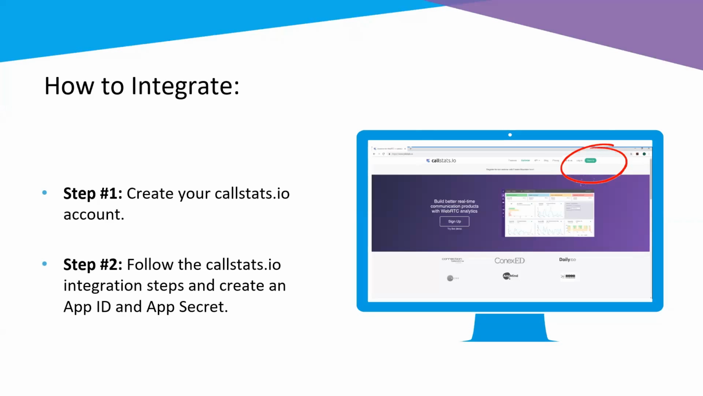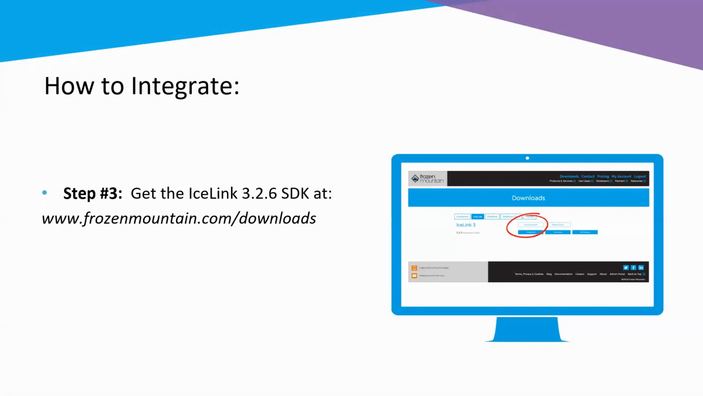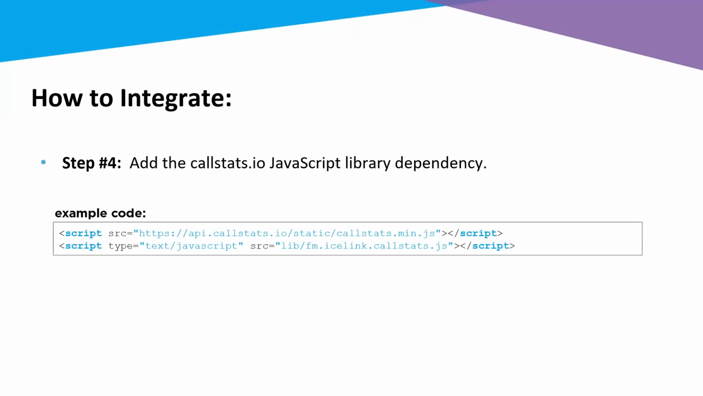To integrate callstats, it's really quite simple. First, you create a callstats.io account, and you follow the integration steps on how to create an app ID and app secret. I'll show you how to do that shortly afterwards. But Carl, if you go to the next slide, I'll show you the first code snippet. Of course, you also need to download IceLink. The latest version is 3.26, so you can get that from frozenmountain.com/downloads. Once you've got a callstats.io account and downloaded the SDK, you can check out one of our examples.